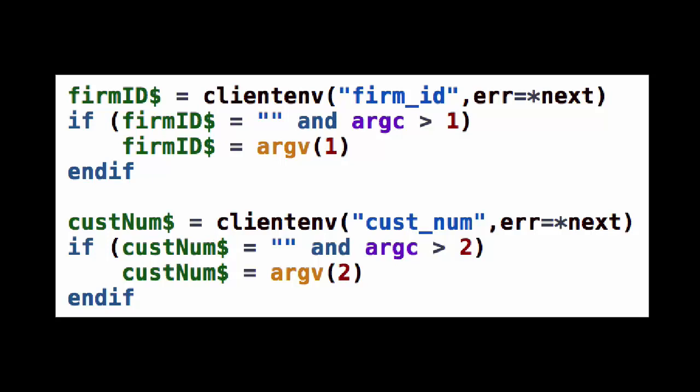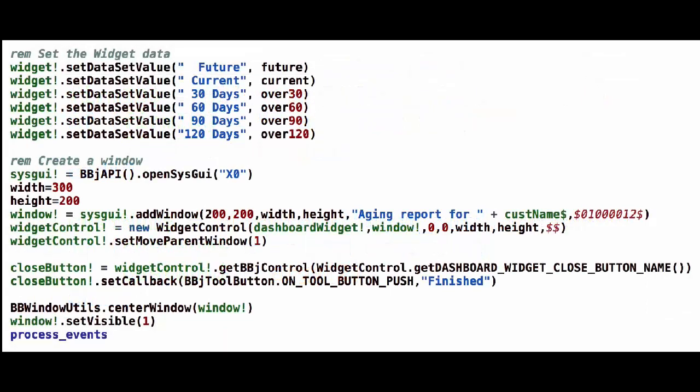The BBJ program launches and attempts to get the firm ID and customer as client-side variables or program arguments. It then proceeds to retrieve the necessary information from the database and uses it to create the pie chart widget. After creating the widget, the program sets the data for the chart, creates a new GUI window, embeds the chart in the window, and sets a callback on the widget's Close Tool button.